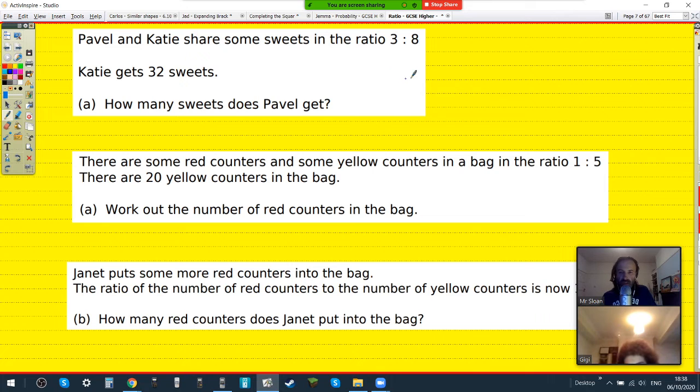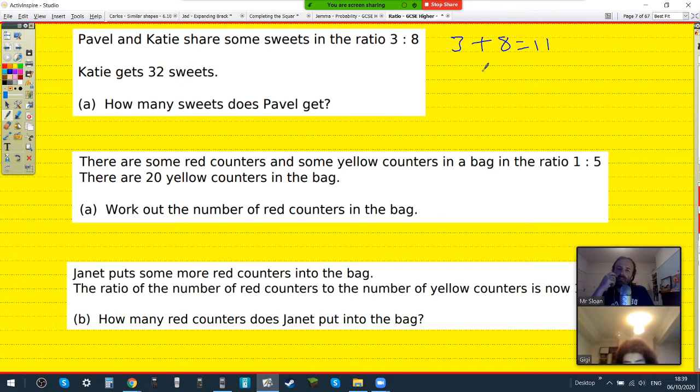Okay. How about this one? Katie gets 32 sweets. I mean, I will get. So you would add them together, which makes 11. It's weird.